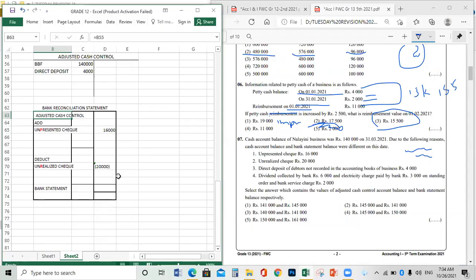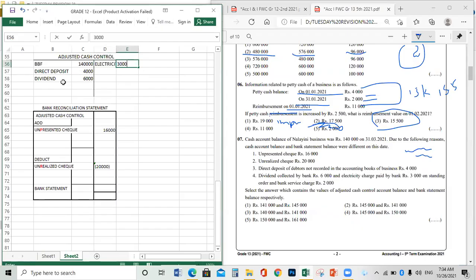Dividend collected by bank 6,000, and electricity charge paid by bank 3,000 on standing order, and bank service charge is 2,000. Dividend collected by bank, guys: the dividend is collected for us by the bank, so it's going to increase our cash control. So dividend is 6,000. Electricity charge paid by bank based on standing order. So guys, when they pay electricity, what happens? Our cash control will reduce.